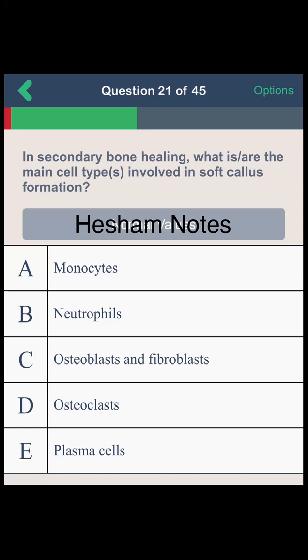In secondary bone healing, which is the main cell involved in the soft callus formation? Monocyte, neutrophil, osteoblast and fibroblast, osteoclast, plasma cell. Sir, it's osteoblast and fibroblast because fibroblastic proliferation occurs in callus formation. Yes, excellent. Soft callus is the fibrocartilaginous callus, so the cells are fibroblast and osteoblast. Fibrocartilaginous callus starts to develop within 3 to 4 weeks of the trauma. So the correct answer here is C.